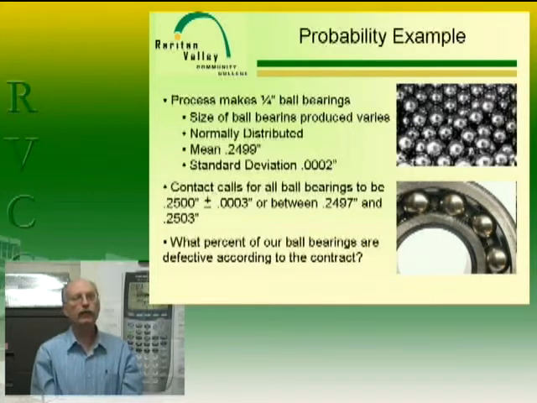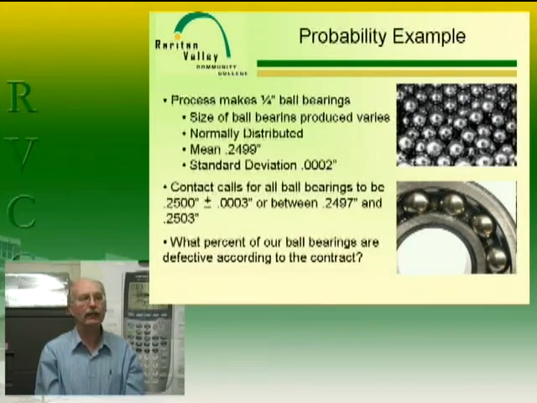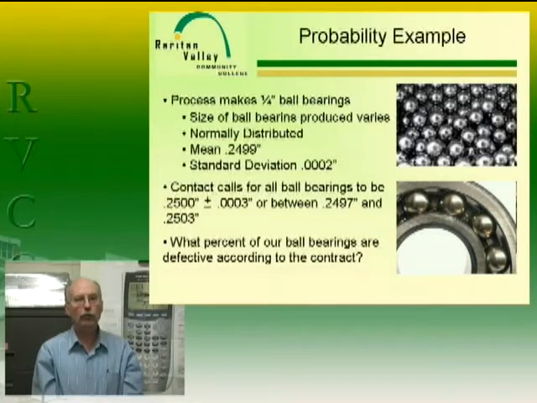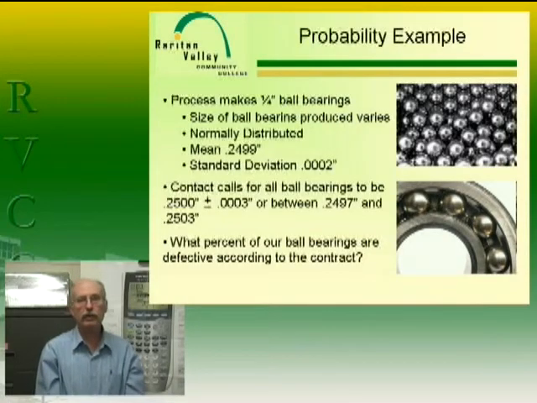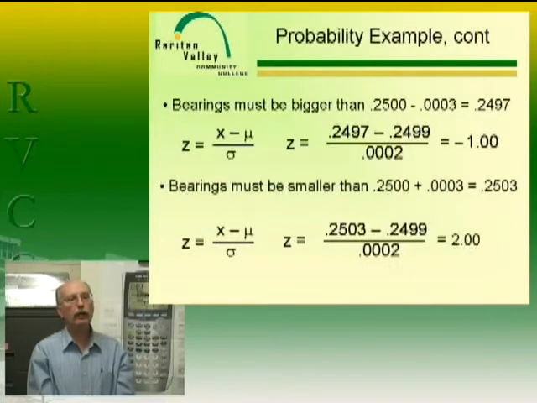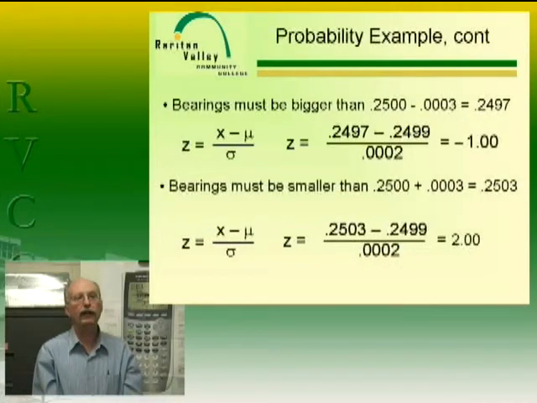Now, we have a contract that calls for us to make ball bearings that are exactly 1/4 of an inch, plus or minus 3/10,000ths, or between 0.2497 inches and 0.2503 inches. Well, given our process that doesn't quite make those things, what percent of our ball bearings are going to be defective according to the contract? Well, this is where statistics comes in handy. We know that our ball bearings must be bigger than 0.25 minus 3/10,000ths of an inch, or 0.2497.